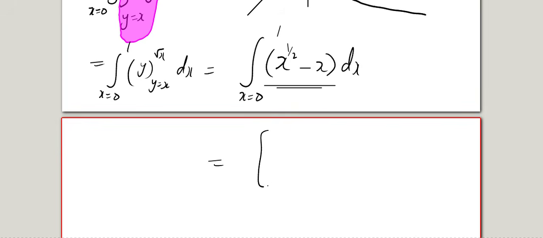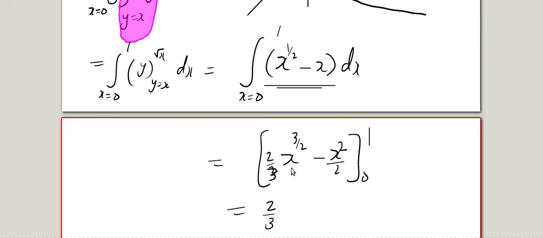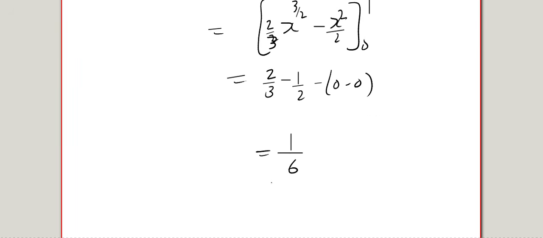Now that's it. This is the regular integral. So we get x to the power 3 by 2 by 3 by 2 minus x square by 2 within 0 to 1. Plug in the upper limit. So we get 2 by 3. This becomes 1 minus 1 by 2 minus 0 minus 0, and that gives me 1 by 6.